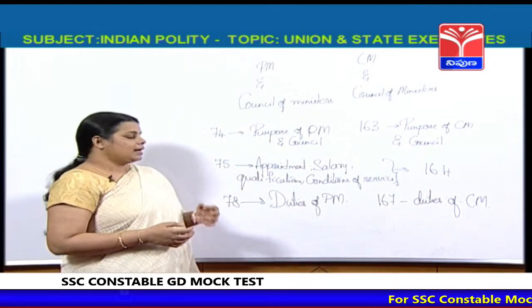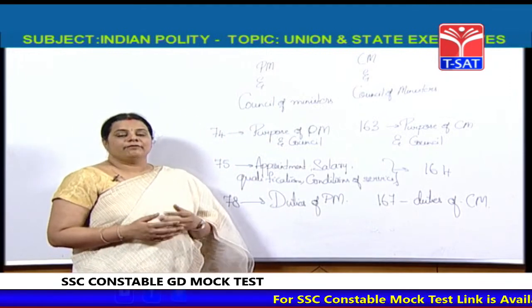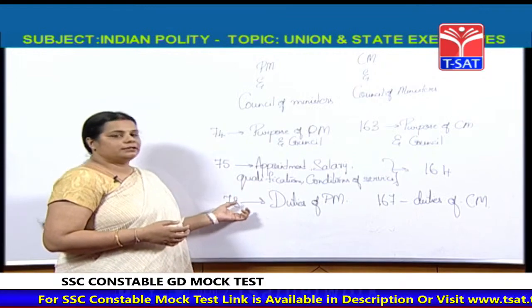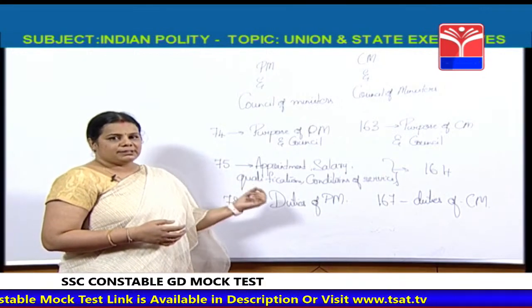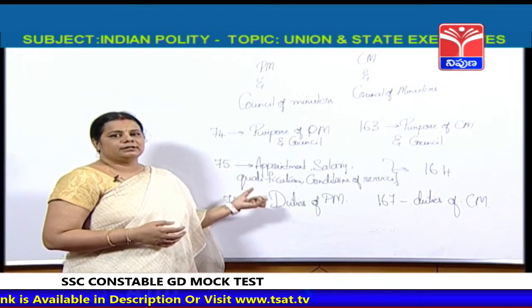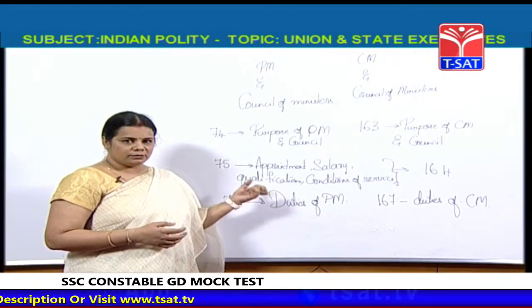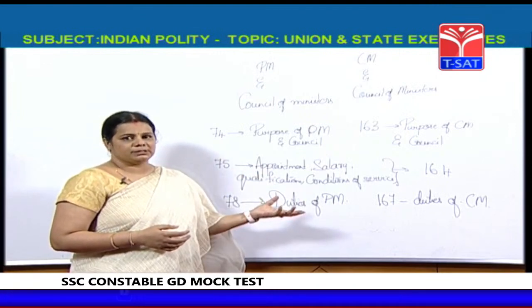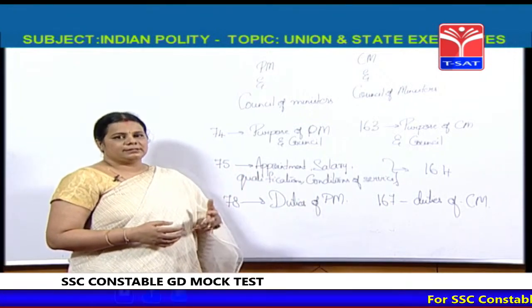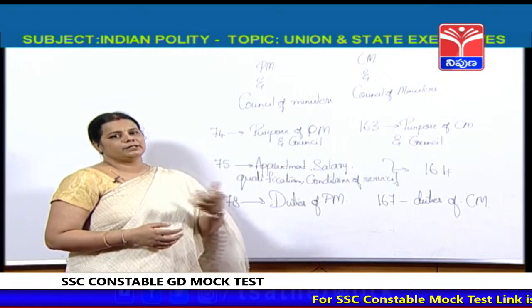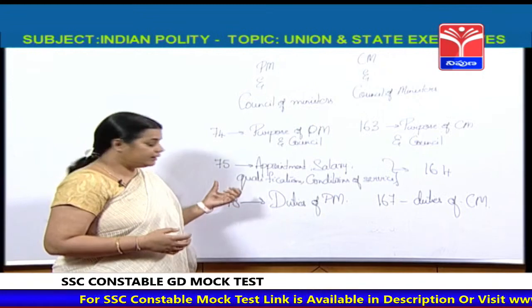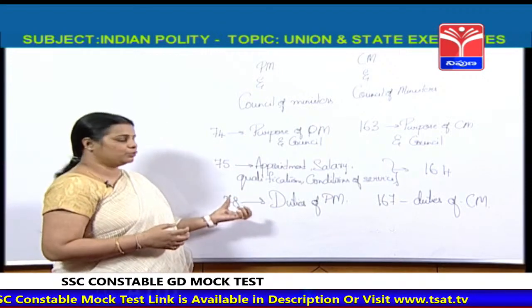The next one is, according to the Constitution, what will be the duties of the Prime Minister will be given in Article 78. Out of these 3 articles, the most important article is 78, because many times the questions asked were which article deals with the duties of the Prime Minister, or which article states that the Prime Minister is the link between the President and Council of Ministers. The answer is Article 78. So article number for this is very, very important.